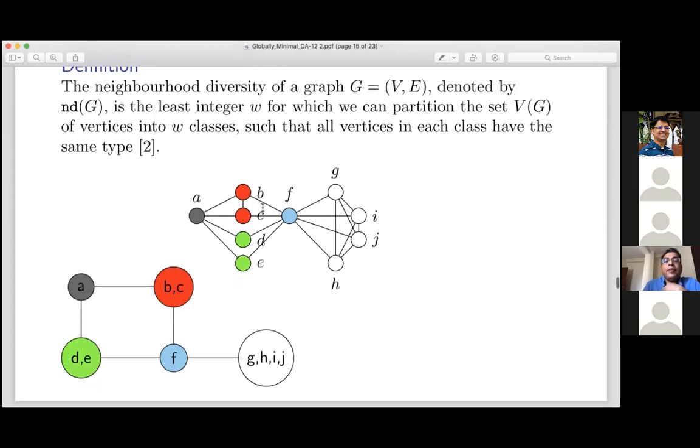Now, from this, I can construct a type graph. In my type graph, the big nodes consist of vertices which are of the same type. And there is an adjacency rule also, which you can see from here.